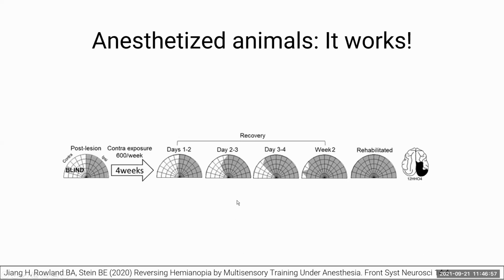Here's an anesthetized animal done with virtual stimuli, and it works too. This animal is given weekly training sessions under anesthesia, with the same sort of spatiotemporally congruent presentations. It's actually only done at one location in space, but that's sufficient to restore vision. It takes about 4 weeks with 600 exposures per week. And so after 4 weeks, you start to see these responses creeping back. This animal was being tested behaviorally, but he was getting the exposures when he was anesthetized.